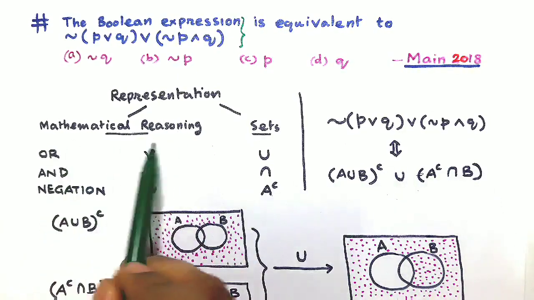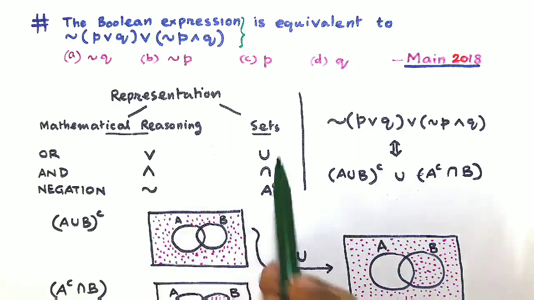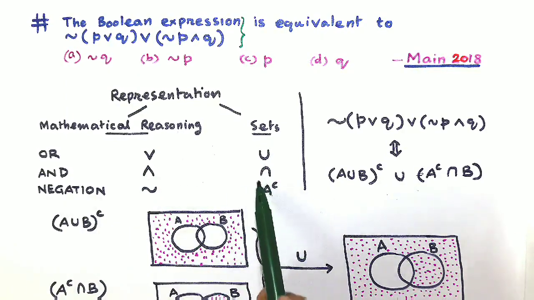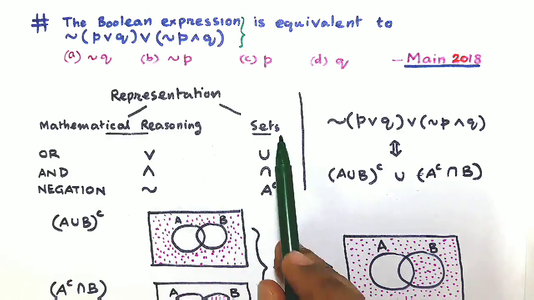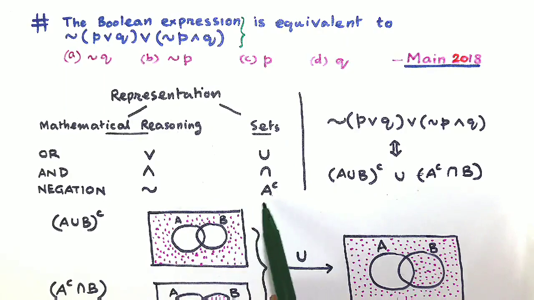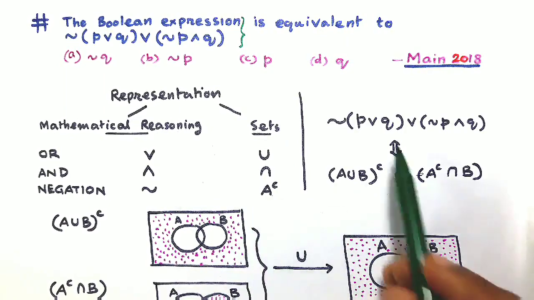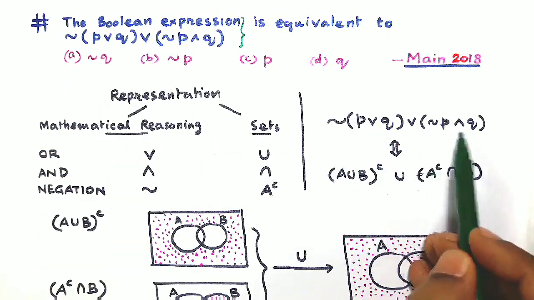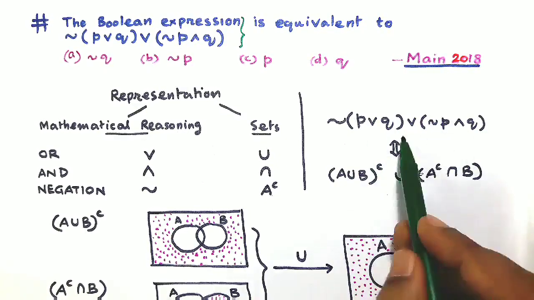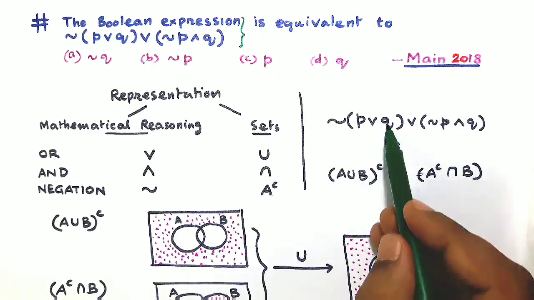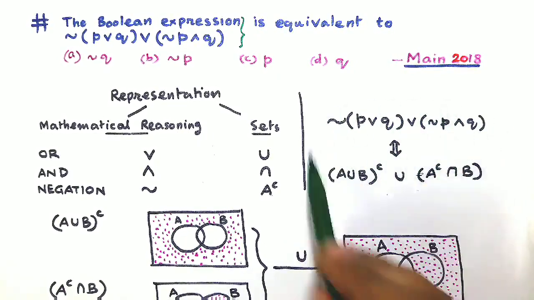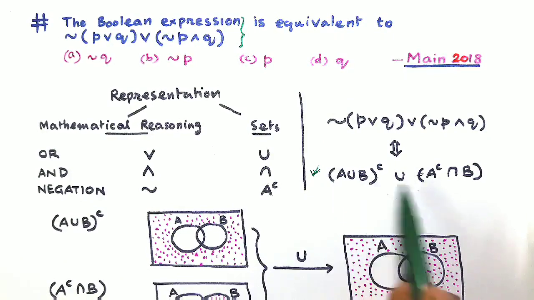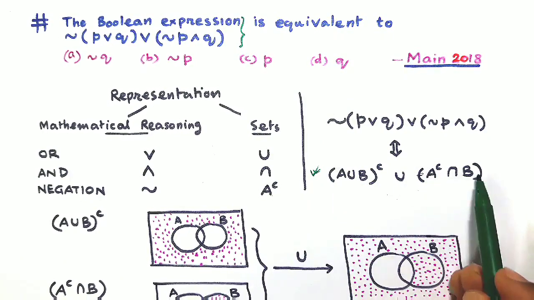The representation of mathematical reasoning "or" is this V sign, and in set theory it is union. The "and" sign in set theory is intersection. Negation, the tilde sign, in set theory we consider as the complement of set A or complement of set B or C, like this. Our Boolean expression was negation of (P or Q) or (negation of P and Q), these are in brackets. If you consider P as the set A and Q as the set B, then the total Boolean expression will be converted in set theory in this format: complement of (A union B) union (A complement intersection B).